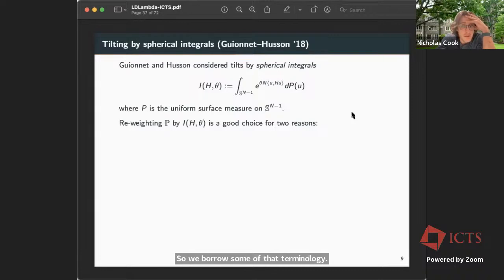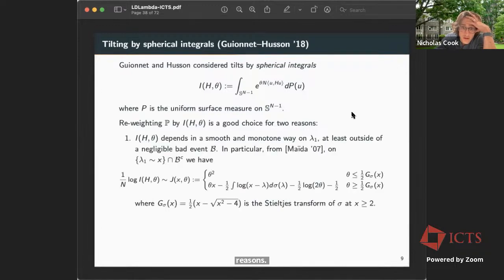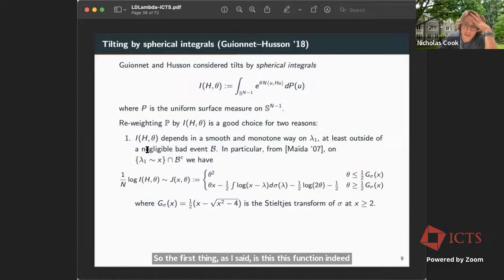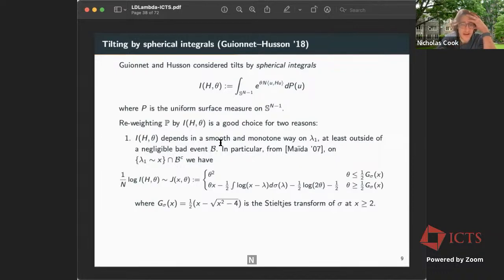This is a great choice for the reweighting function for two reasons. The first thing, as I said, is that this function essentially depends in a nice way on lambda one, so you can learn about lambda one by reweighting by this function, at least outside of a negligible bad event. In particular, you need to restrict to an event where the spectrum is concentrated tightly around the semicircle measure. But we can do that because that happens at speed n squared, so the bad event there is completely negligible. There are some other things, but I won't describe this bad event.